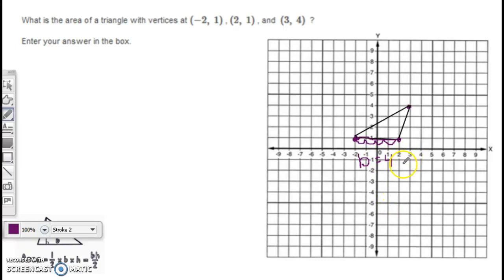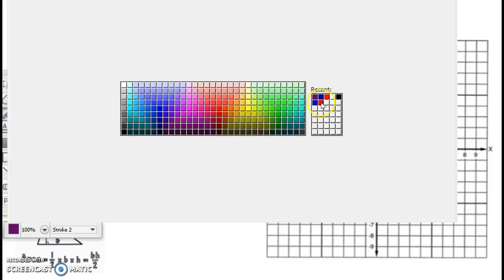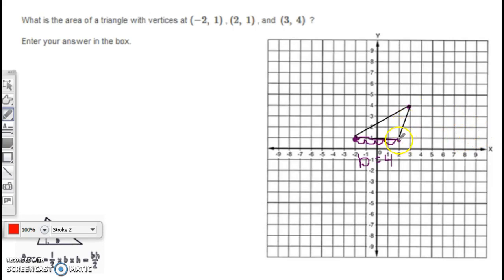But if that's my base, the height has to be perpendicular. And right now, neither of those sides are perpendicular, so I have to draw in the height. That's why it's really important to me that I graph it. Otherwise, sometimes I mess that up. So I'm going to start here and go perpendicular all the way up to the top. So that is a 90-degree angle. So my height, I'm going to count that as actually 1, 2, 3 units.